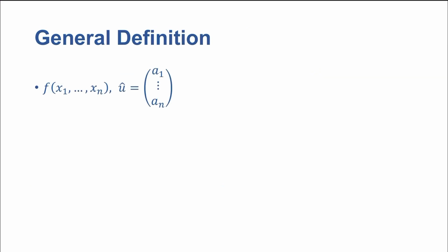Now let's say we want to generalize this. So we have a function of n variables, so f of x1 all the way to xn, and then u hat is defined with components a1 all the way up to an. Then we can define the directional derivative in the direction of u of f as being equal to the sum of the partial derivative of f with respect to the ith variable times the ith component of the unit vector. So in the two-variable case, that's partial f partial x times a sub 1 plus partial f partial y times b, right?